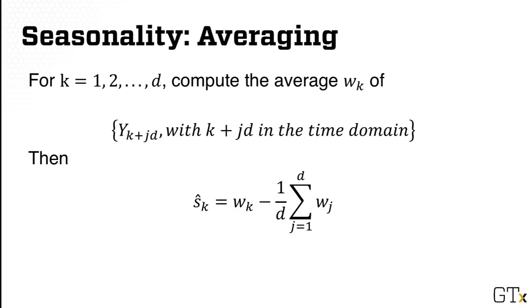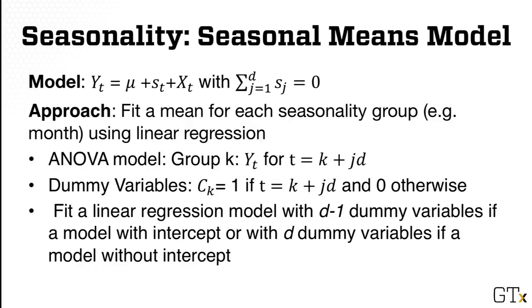Because we have that the sum of the seasonal effects s_t is equal to 0, the estimated seasonal effect for s_t is w_t minus the average across all effects. One way to perform the simple averaging is through a regression model where each seasonal group's mean is estimated via an ANOVA type model, as presented in the next slide.